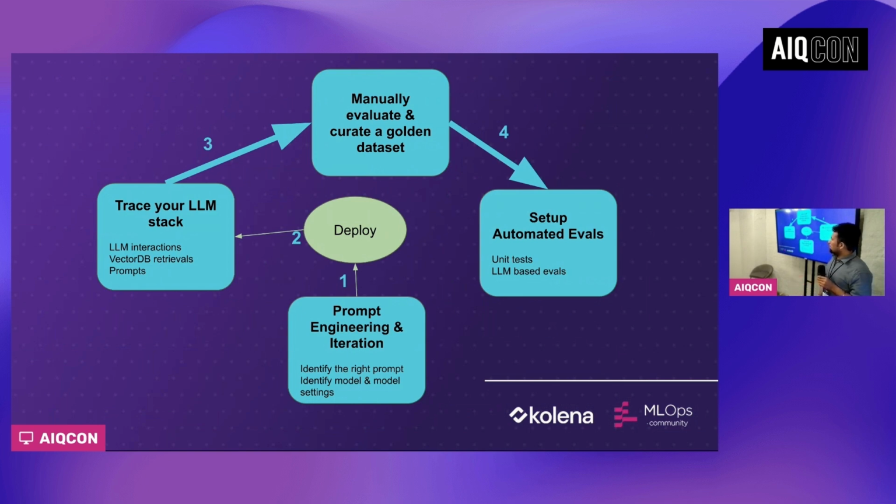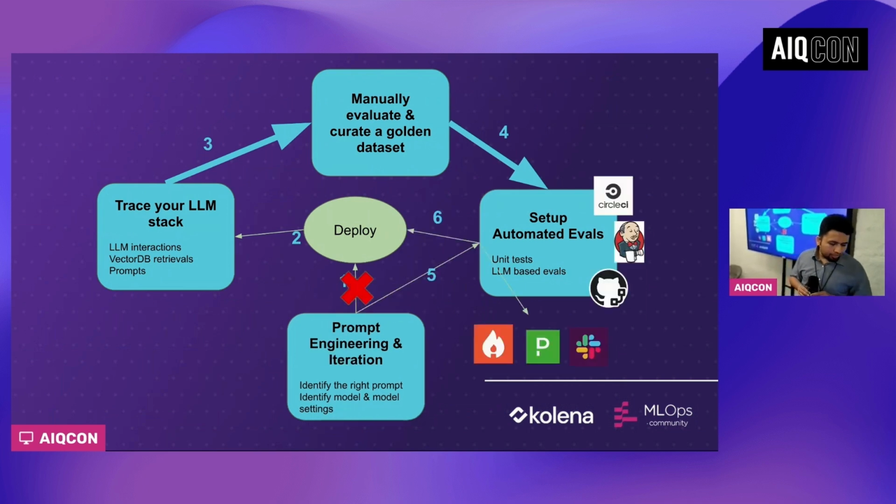But the important thing to do over here is you need to set this up so that the next time you iterate on your application, before you deploy, you run it against the golden data set and make sure your application has not regressed. That gives you the confidence to deploy once again.